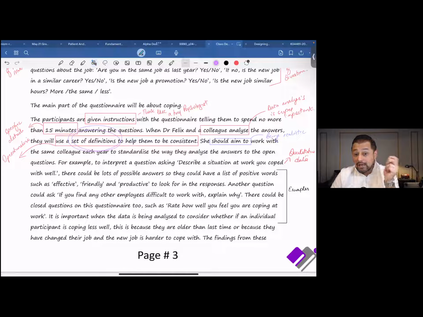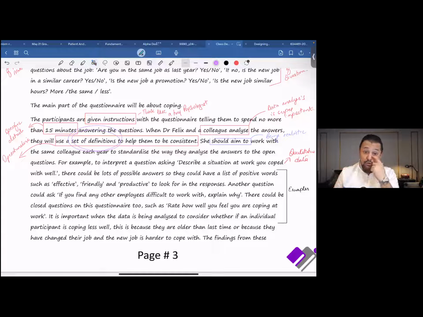So when Dr. Felix and a colleague analyze the answers, they will use a set of definitions to help them be consistent. Now, interpretation of data, especially the qualitative descriptive responses that you receive, needs to be analyzed in a consistent manner. Just a couple of minutes back, I had shown you that Cambridge had operationalized what a level 5 answer would be like. They had defined what a level 5 answer would be like. For anyone to be able to score anywhere between 9 to 10 marks, that was the essential requirement.